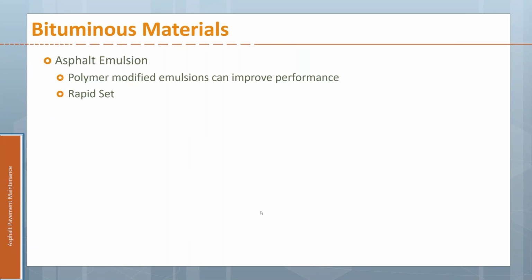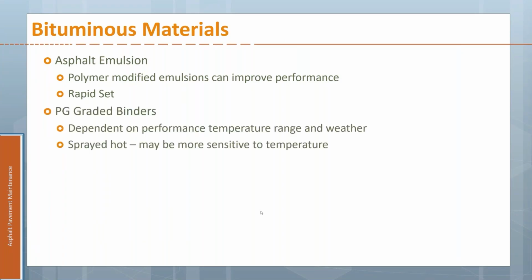This is a membrane, essentially, that we're putting on top of the old roadway. You can also do a chip seal with a PG graded binders. This will be the same kind of oil that we use in an asphalt mixture.